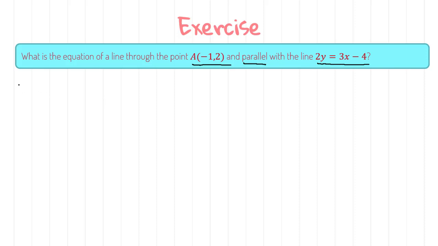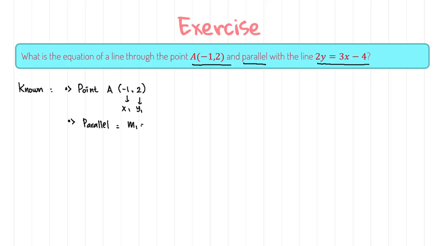Well, before you solve this question, you have to know, or you can write all of the knowns from the question. The known is the point A with the coordinate (-1, 2), which is -1 for x1 and 2 for y1. And then the next known: this line is parallel with the line 2y = 3x - 4.